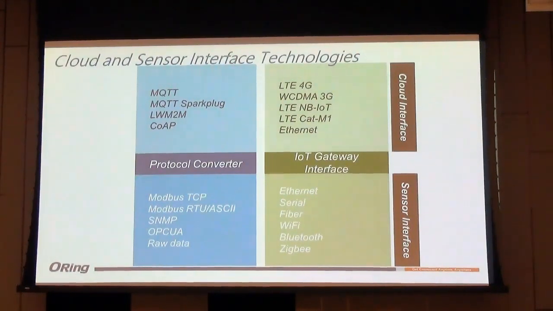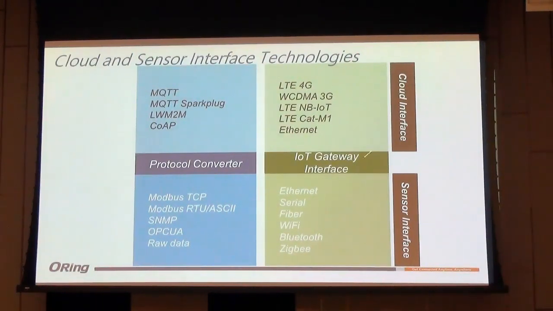And this is the open gateway spec. So you can see the left part is the software and function part. In the cloud interface, they provide MQTT, MQTT Sparkplug, end-to-end, and something like the IoT protocol. And for the sensor interface, they provide Modbus TCP, Modbus RTU, SNMP, and OPC UA for data.